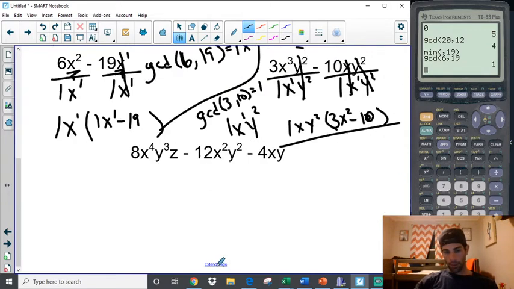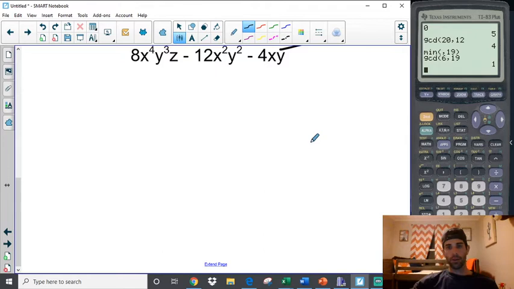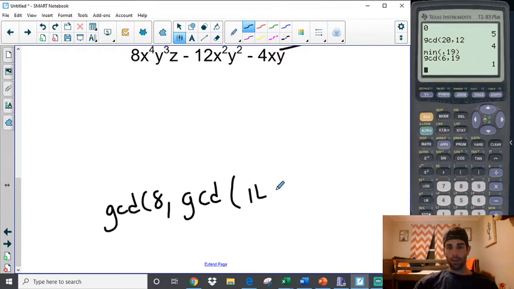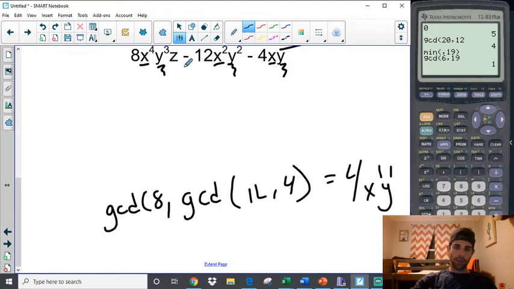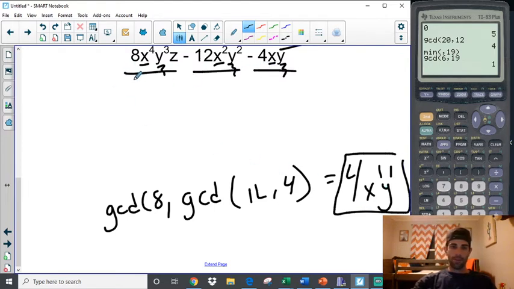All right, last one. Now we're going to combine every single thing we've learned here. So here we go. We got GCD of 8, 12, and 4. Again, don't put the negative. So that's going to give me a 4. There are 4 x's here, 2 x's there, and 1 x there. So the smallest exponent between 4, 2, and 1 is 1. There is 3 y's, 2 y's, and 1 y. So y to the 1. And here there's a z, but there's nobody else that has a z. So I just leave the z alone. That's my GCD. That's who I have to divide everybody with.